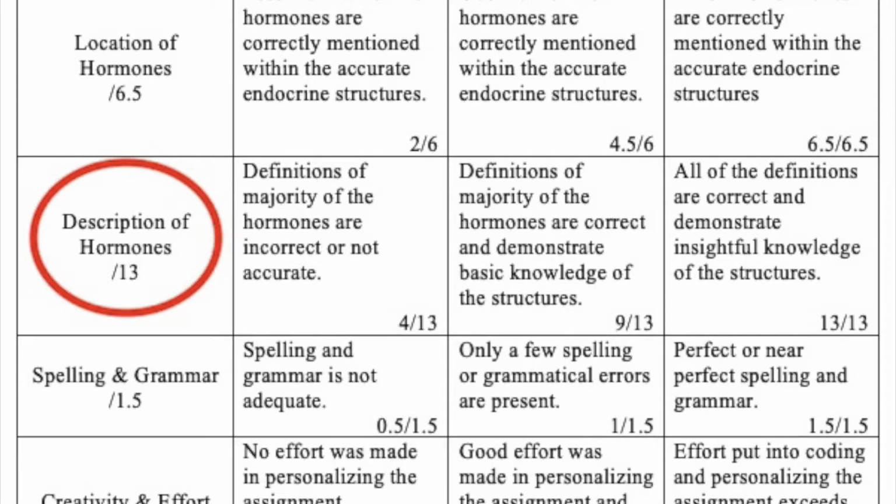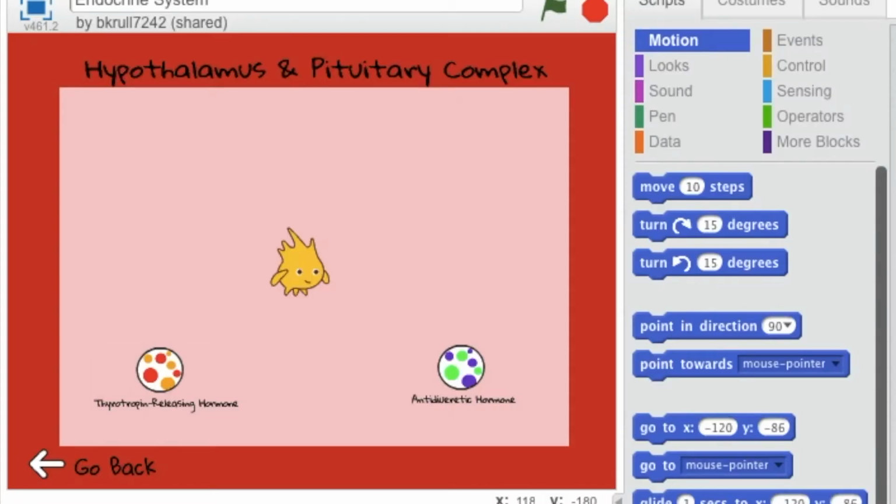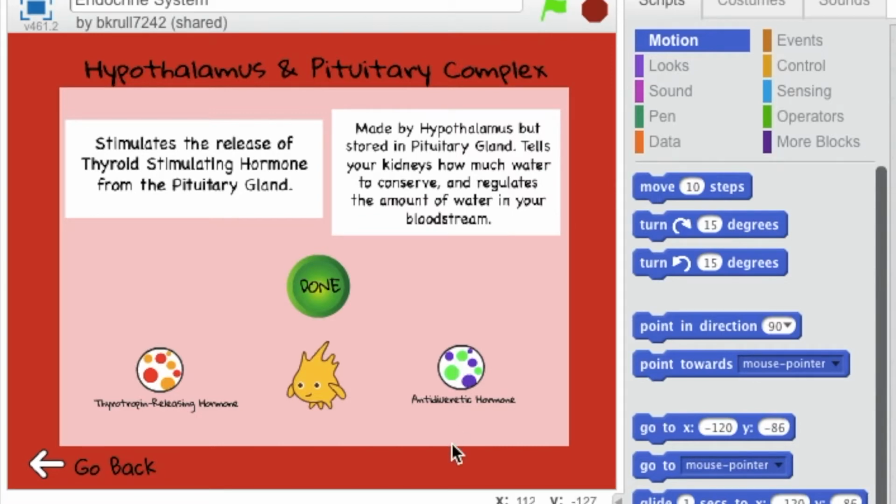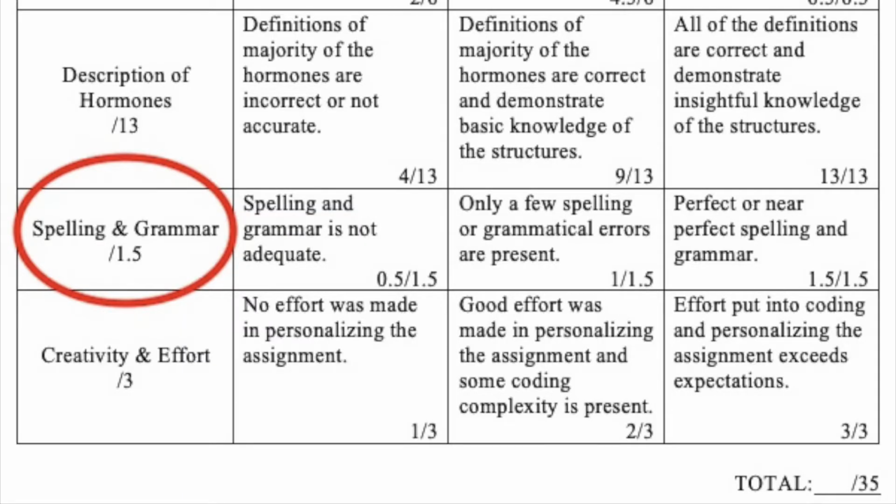In this section of the rubric, I am looking for the description and definition of the hormones. Here, just like the description of the endocrine structure, I'm just looking for a correct and accurate definition of what the hormone's function is. Just like I have here, you can see that I have the definition of both the hormones for this structure.